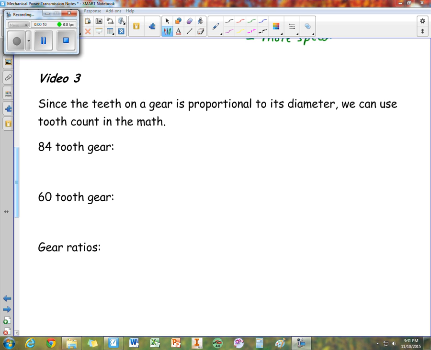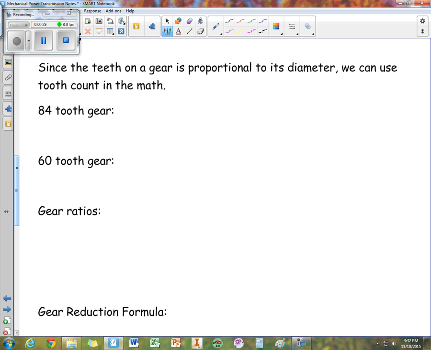Now, we talked earlier about diameter pitch and how the VEX system has the 24 diameter pitch system. Since the teeth of the gears are proportional to the diameter, we can use the tooth count in the math. Here's what I mean by this. If we have an 84 tooth gear, its diameter is 3.5 inches. And for a 60 tooth gear, its diameter is 2.5 inches.